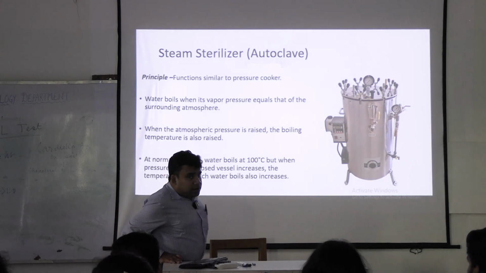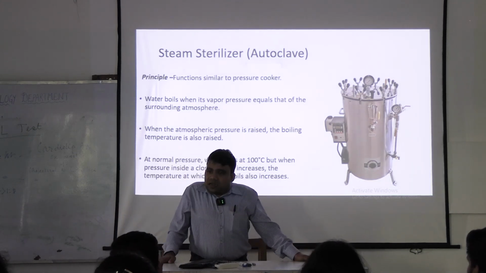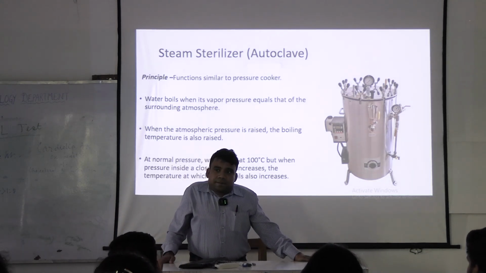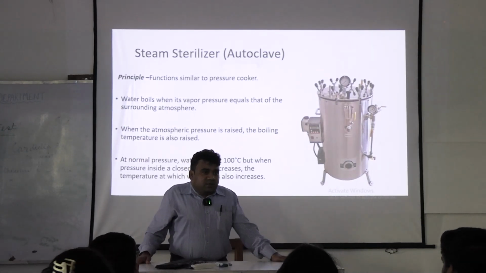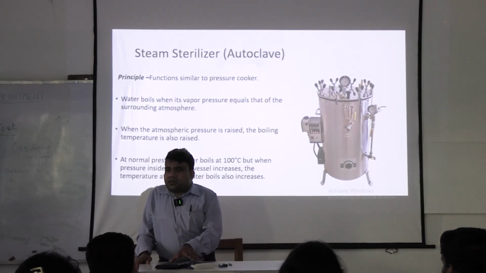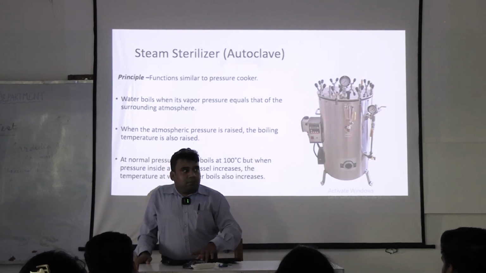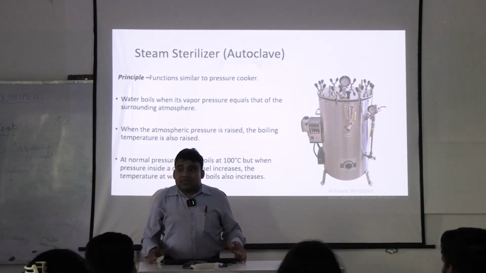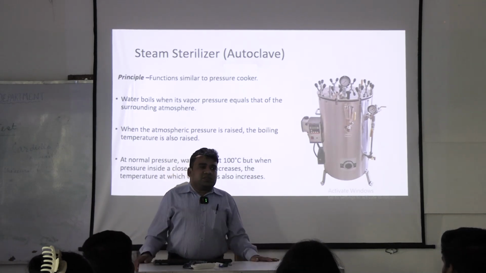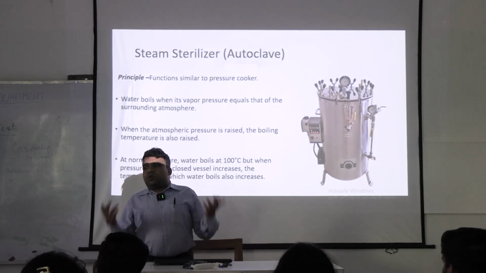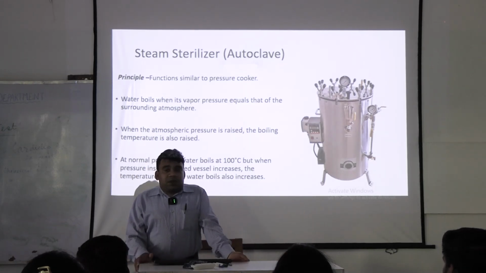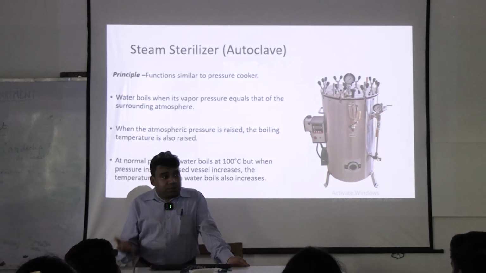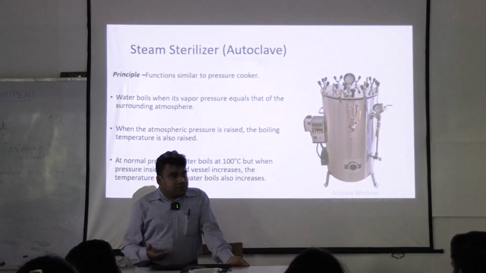What would be the temperature over here? Will it be 100? No, it is higher. What is the temperature? 121 degrees centigrade. And how do we achieve steam at 121 degrees centigrade? By increasing the pressure. If you don't increase pressure, what will happen? The water will become vapor at 100 degrees centigrade and then it will go off. But if we raise the pressure, what will happen? The temperature of the vapor will increase.